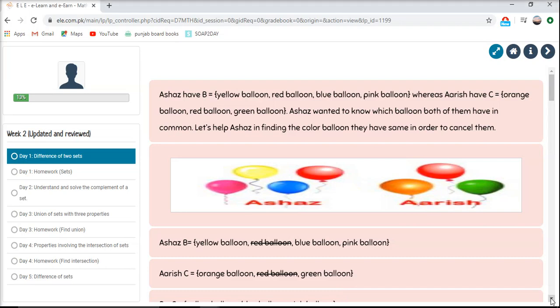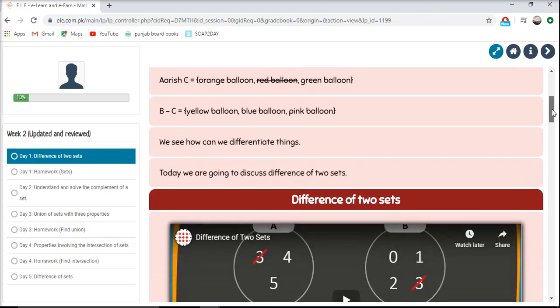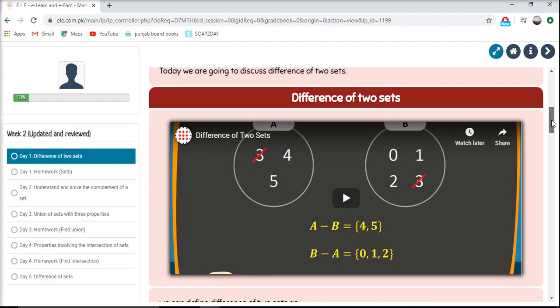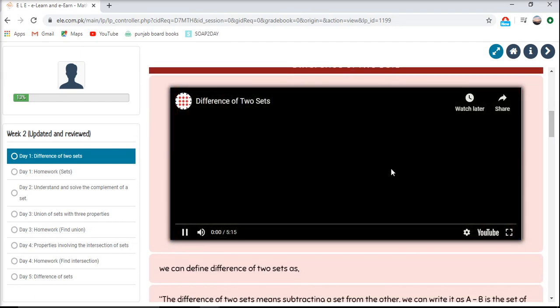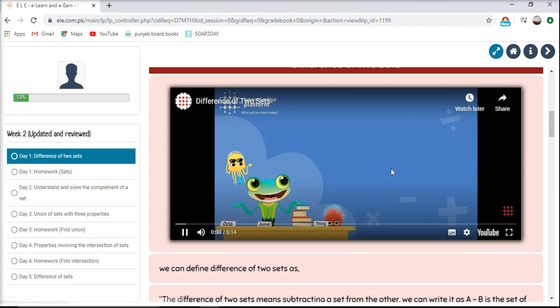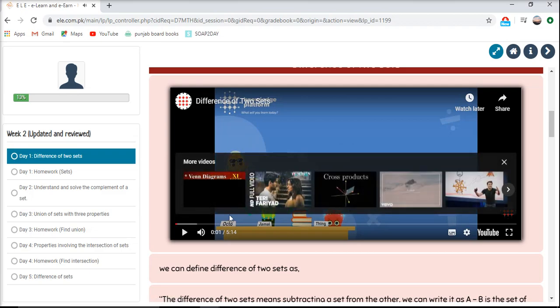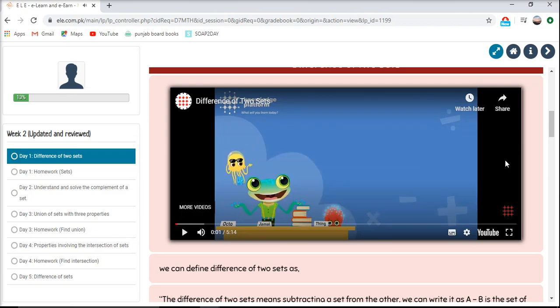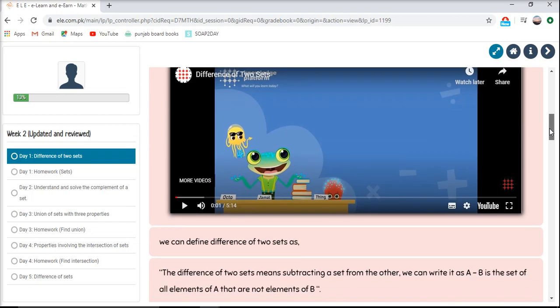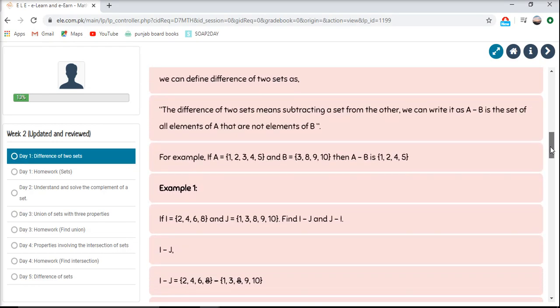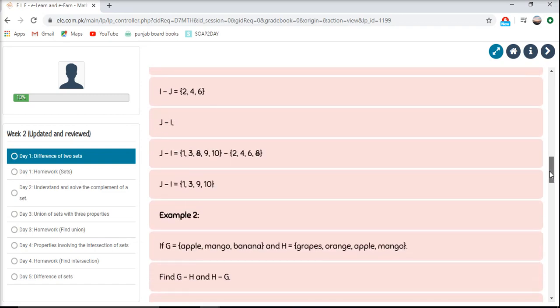Now let's do Week 2, Day 1 of Mathematics. Difference of two sets. Let's do some reading. Difference of two sets. Let's watch the video, a 5-minute video, to understand the difference of two sets. Then again, let's do some reading. Read some examples in between.